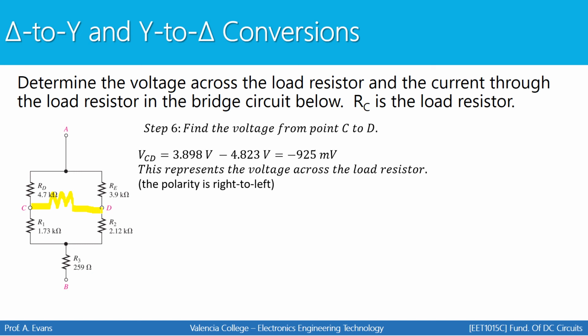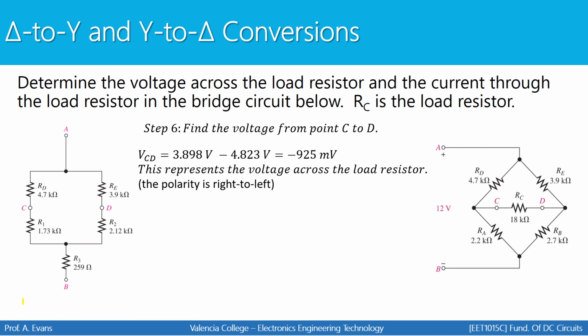The voltage from point C to D represents the same voltage you would see across that resistor, even though that resistor is no longer in our diagram. Remember, this circuit is equivalent to the circuit that we started out with. So by finding the voltage from point C to D on this diagram, we also find the voltage from point C to D on the original diagram, which is the voltage across that load resistor RC.